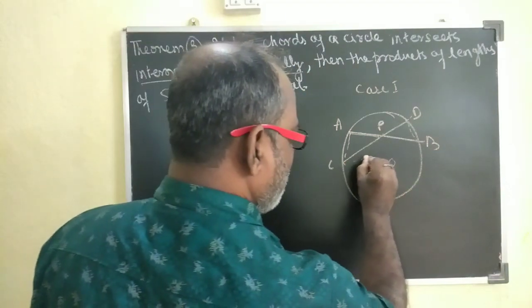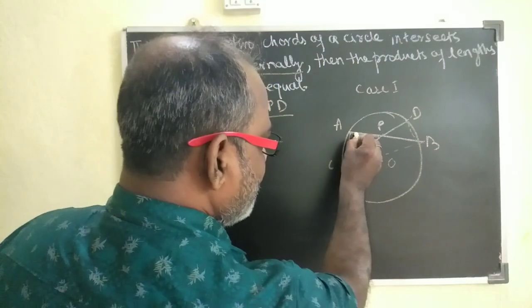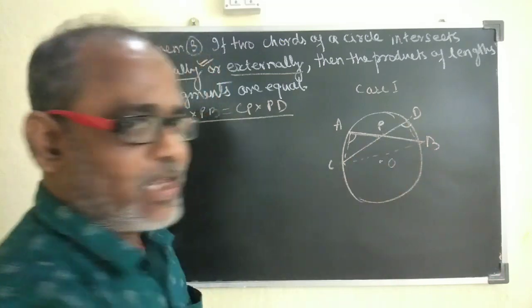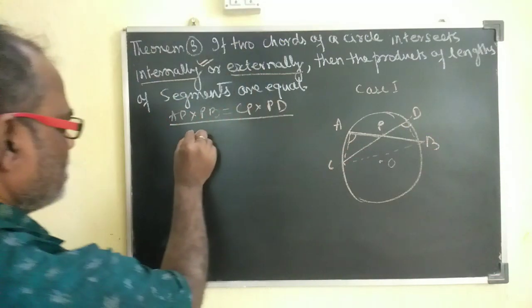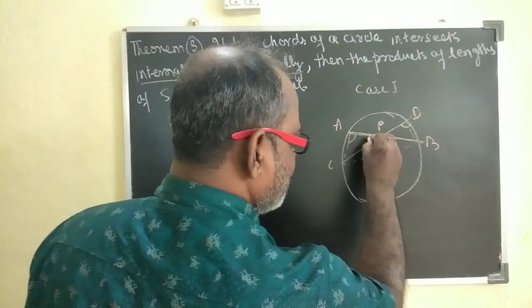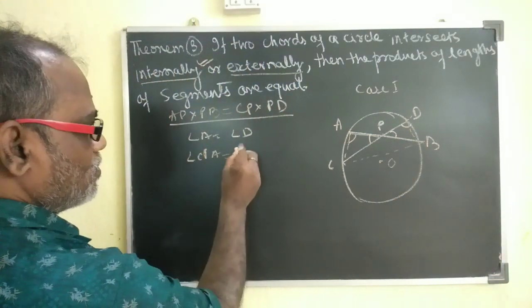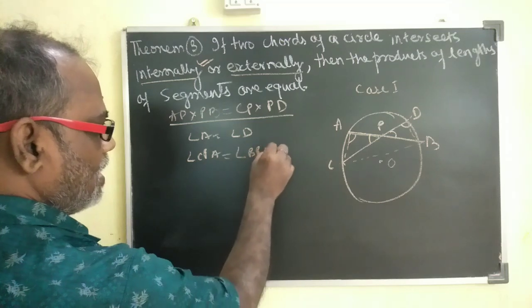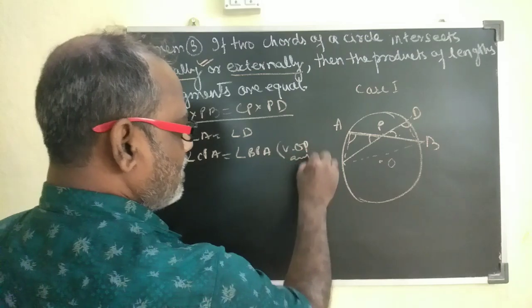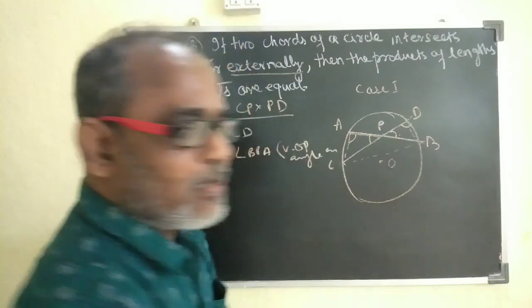Now if we draw a line like this, then in the previous theorem we have learned this angle equals this angle. Why? Because the angles are in the same segment. So from this we can write angle A equals angle D. Next, angle CPA equals angle BPD. Why? Because vertically opposite angles are equal. So by AA, these two triangles are similar.